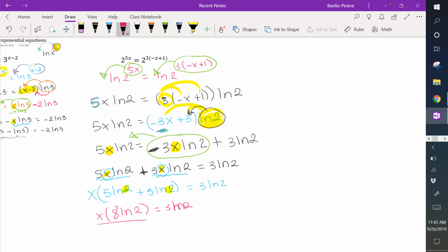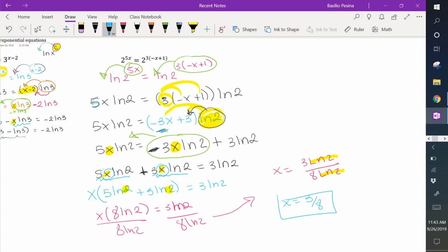So I solve for x by dividing by 8 ln of 2. This gives me a solution of x equals 3 ln of 2 divided by 8 ln of 2. We have the same term in the numerator and the denominator, so they equal 1, and x is equal to 3/8.